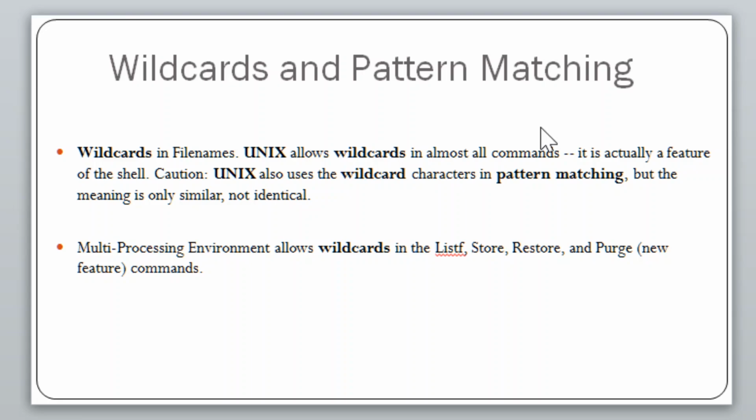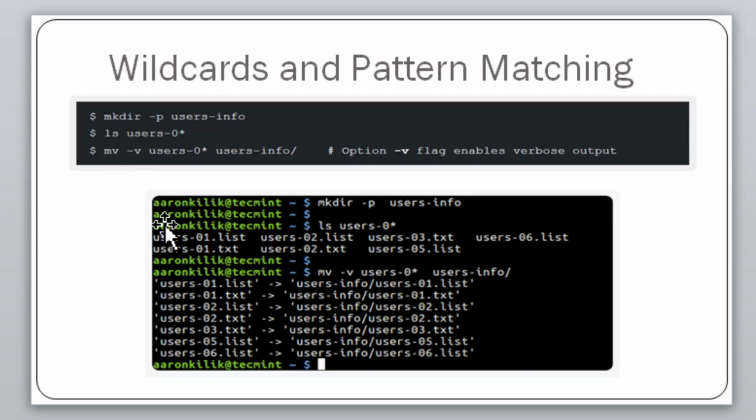So multiprocessing environments allow wildcards in the listf, store, restore, and purge commands, which is a new feature. And here we have an example of that. So we do a mkdir -p users-info. Now guys, the -p option here simply creates any directories above this one if they are needed and don't already exist. That's all that does, okay?